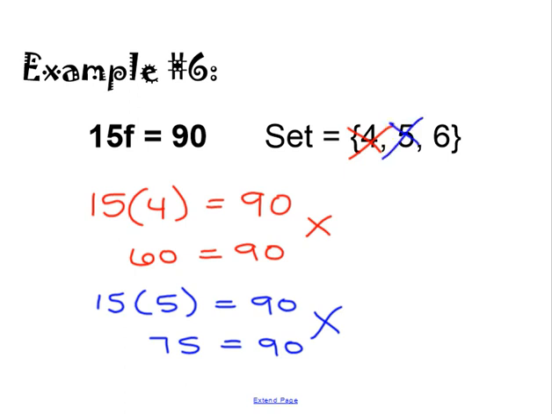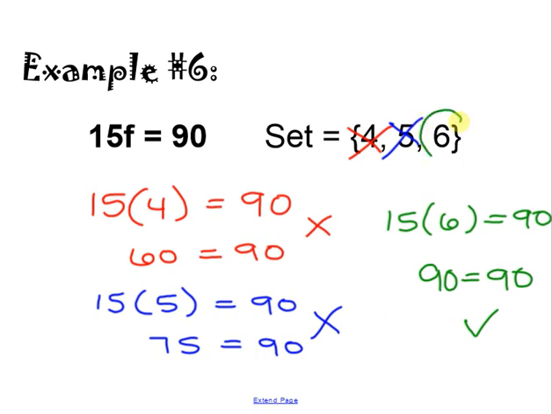And again, before you jump the gun, make sure you check them all because it may be that none of them work. 15 times 6 equals 90. Put it in your calculator and you should get 90 equals 90. That does work. So your solution is 6.